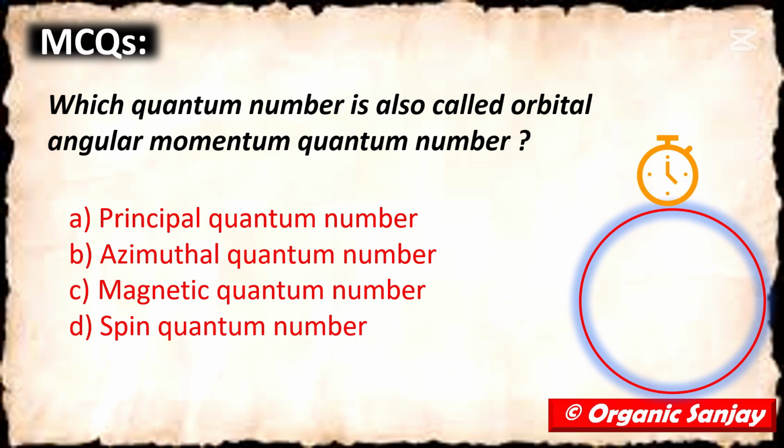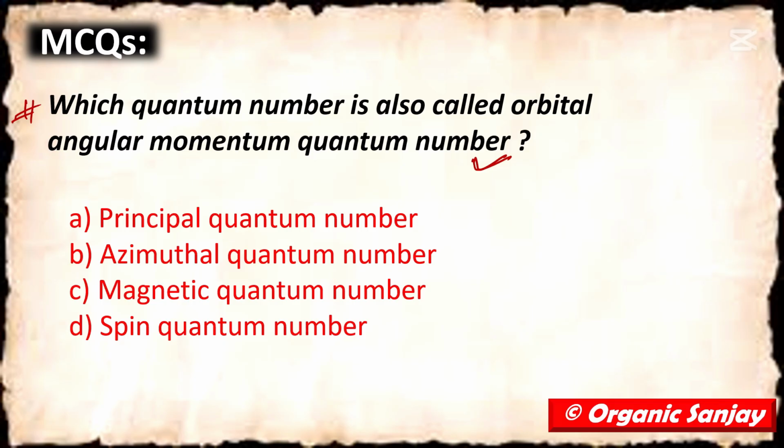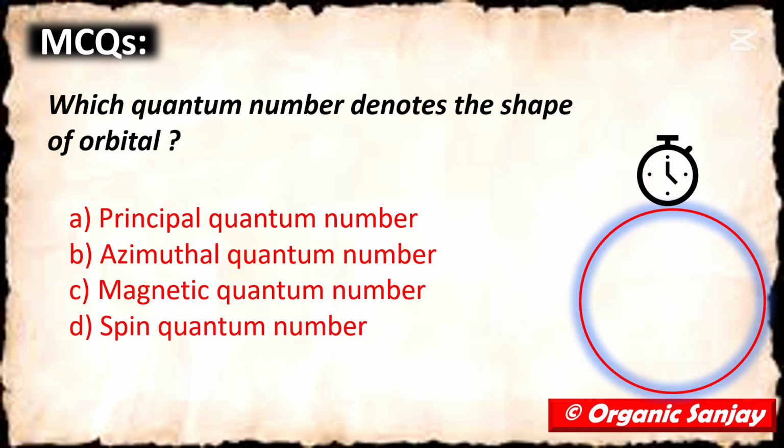Now you evaluate yourself with these questions, to see how much you have understood. First question: which quantum number is also called the orbital angular momentum quantum number? Yes, the right answer is the azimuthal quantum number. It is also called the subsidiary quantum number or angular momentum quantum number. Next question: which quantum number denotes the shape of the orbital?